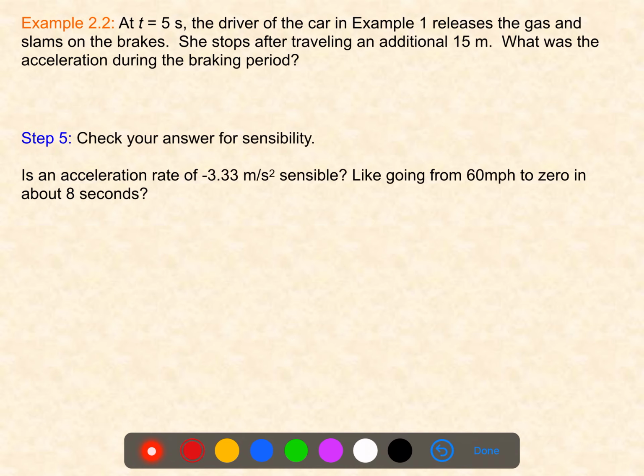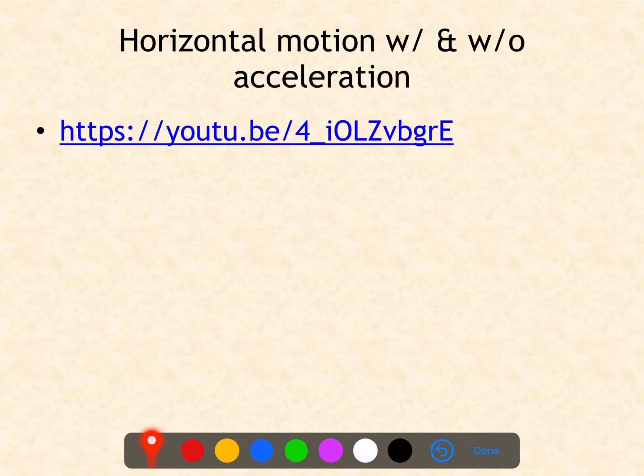Okay, and so we should just finally ask ourselves if the number makes sense. So we are going from 60 miles per hour to 0 in about 8 seconds. Again, this is a reasonable acceleration rate, nothing too crazy. All right, so now that I've taken you through a couple examples, I would encourage you to take a look at this YouTube video that goes through some horizontal motion with and without acceleration, just for some extra practice.